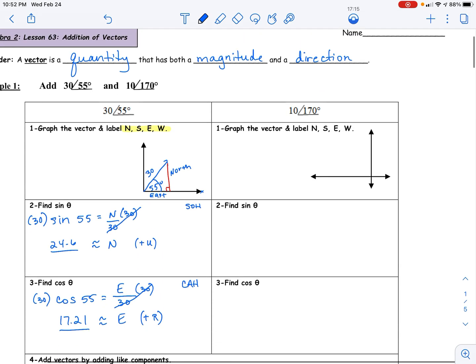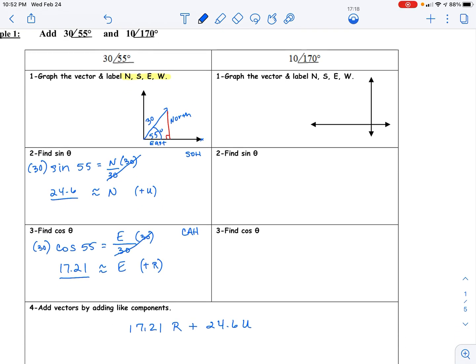Okay, now let's go over to the right side and let's do our polar coordinate here. We're going to graph the vector and we're going to label this one north, south, east, or west, just like we did in the first one. We're going to go counterclockwise. Let's go ahead and label these axes though. We're going to go 170, so we're not going to make it quite to the third quadrant. We're going to land in the second quadrant. So let's put north here, since we're going to be above the x-axis. We're going to be in a northward direction, and then we're going to be over in that second quadrant, and that's going to be west.